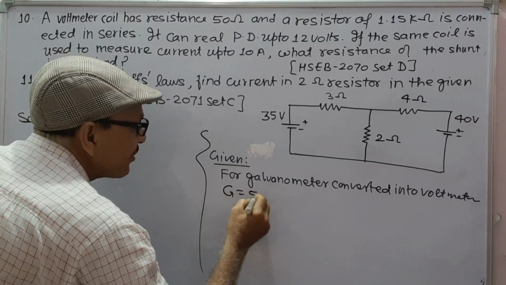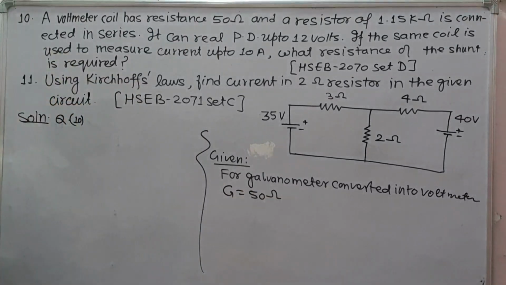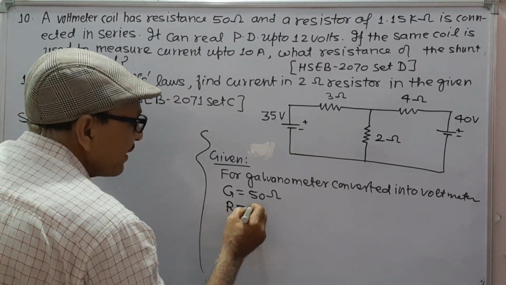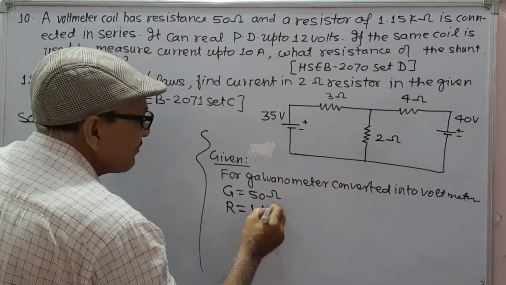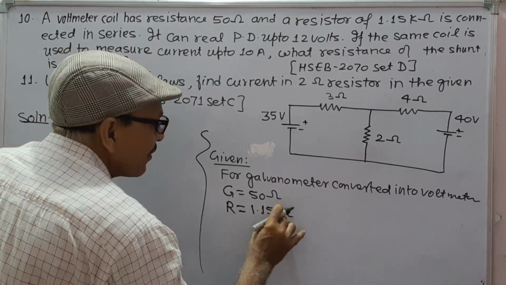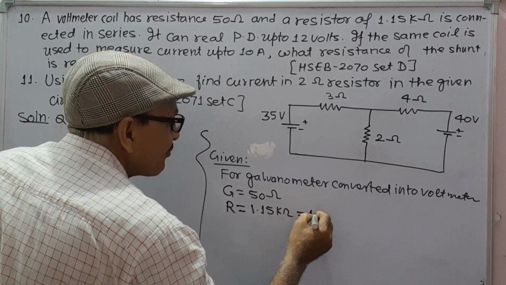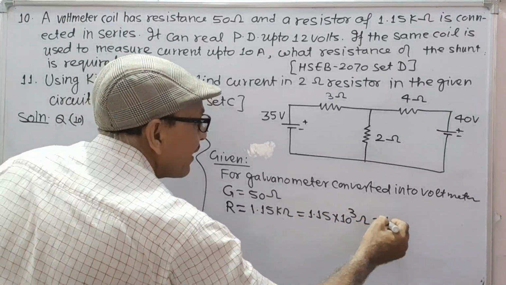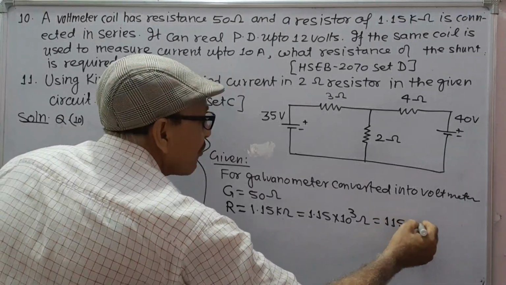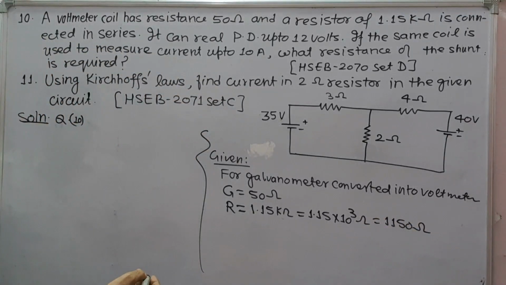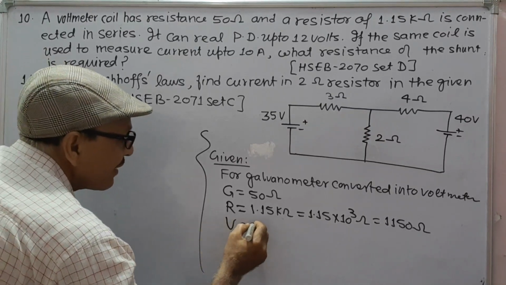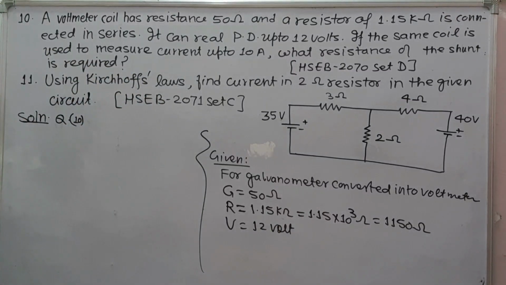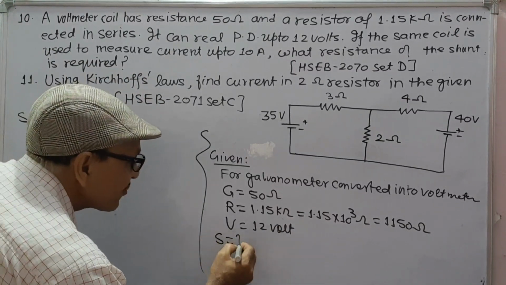G is 50 ohm, the resistance of the coil of the galvanometer. Series resistance connected is 1.15 kilo ohm, which will be equal to 1.15 into 1000 ohm, or 1150 ohm. B is 12 volt, the maximum measurable voltage by the voltmeter. Shunt should be how much?